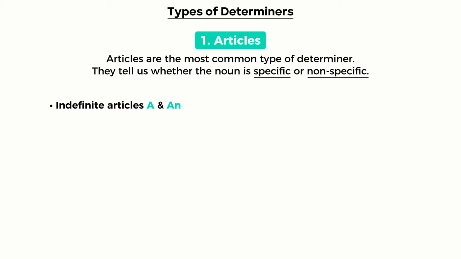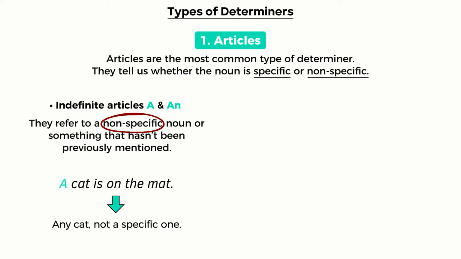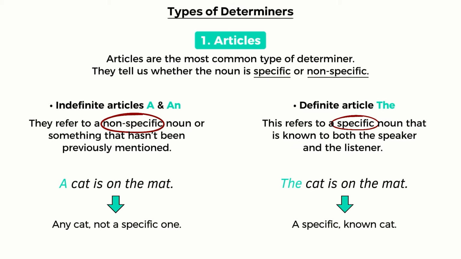Indefinite articles, a and an. They refer to a non-specific noun or something that hasn't been previously mentioned. For example, a cat is on the mat means any cat, not a specific one. Definite article, the. This refers to a specific noun that is known to both the speaker and the listener. For example, the cat is on the mat means a specific known cat.